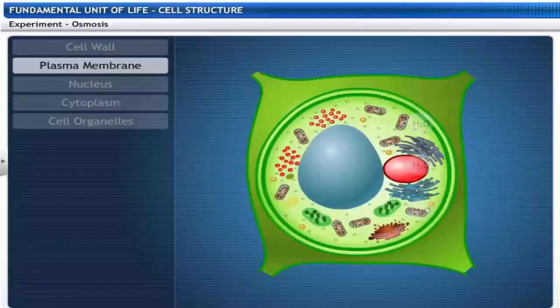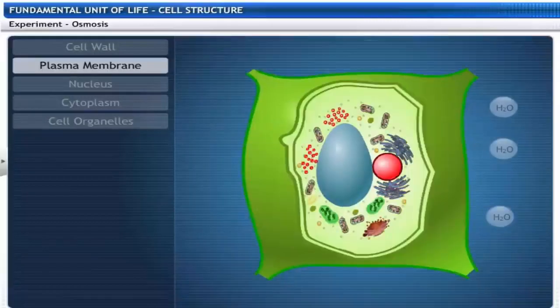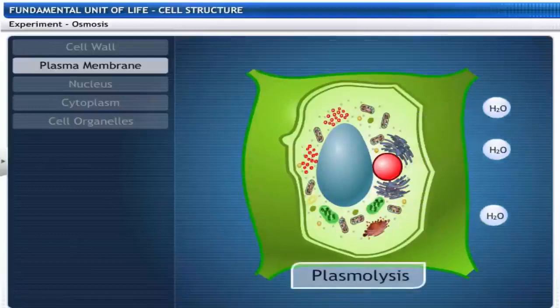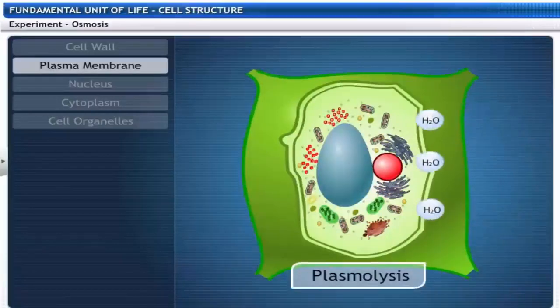When the cell loses water through osmosis, the cell contents shrink away from the cell wall. This is known as plasmolysis.